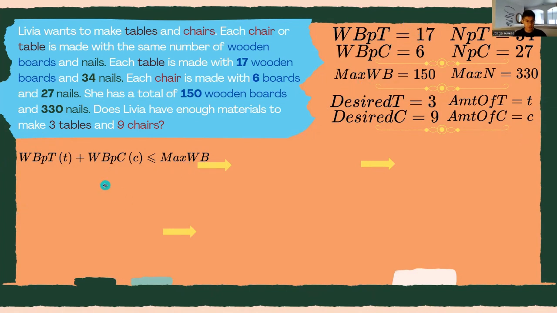So if she did one table, it would be 30 times 17. That would be using 17 boards, and she can make a lot more chairs than that, right? But no, we just have to stick to this limitation, right? And then we can establish the same logic with the amount of nails. We have the nails per table, which is T, and then the nails per chair times the amount of chairs. It has to be less than or equal to the max number of nails.